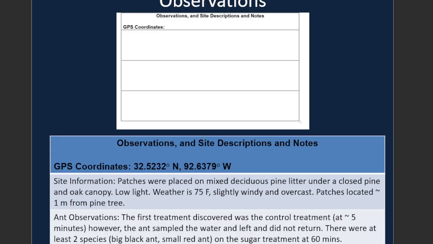Whenever we get there, we'll be taking coordinates. You can find this on your phone. You'll be doing site information, so just where you put your treatments, what type of light it is, what the weather is. And then you also have the ant observation, so anything you observe about the ants or their behavior or any type of ant would be listed here.